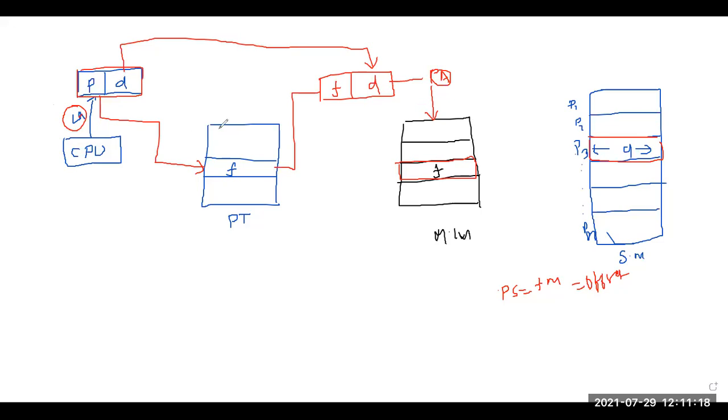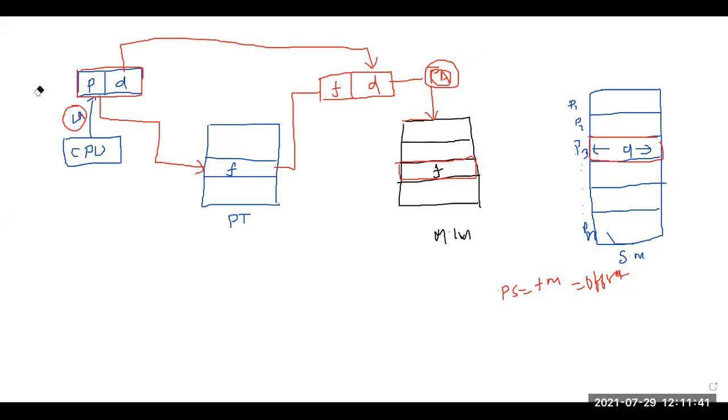The CPU always generates the logical address, which is nothing but the page number plus the offset address. Then, with the help of the page table, we convert this page number to the respective frame number. Now I combine this frame number with the offset address to generate the physical address. Once I generate the physical address, I can directly access the main memory.